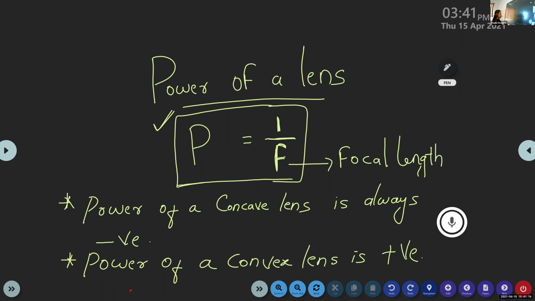What happens to the power of a concave lens and that of the convex lens? The power of a concave lens is always negative and that of the convex lens is always positive. This will be helpful for doing the numericals. Sometimes the power of the lens is given and you may be asked to find out the nature or the type of the lens. I will give you one problem like that now itself.